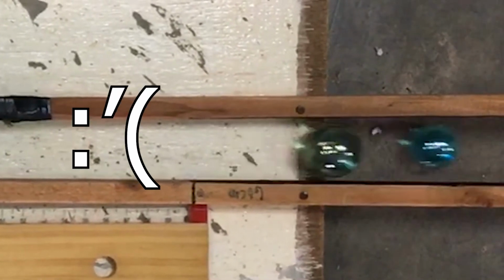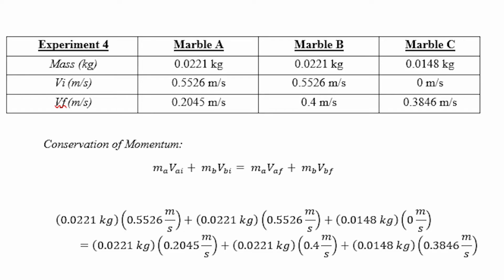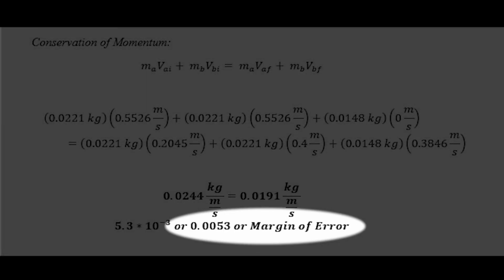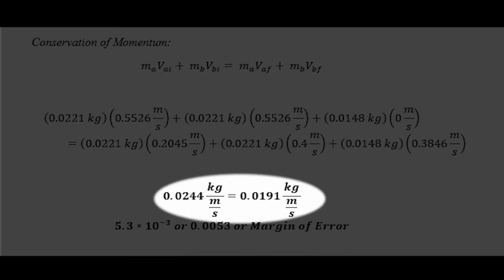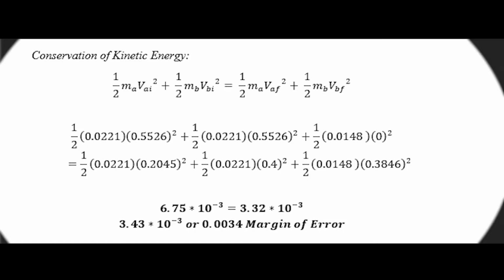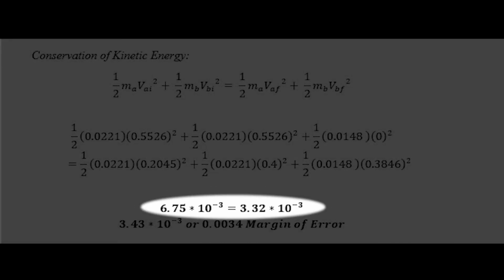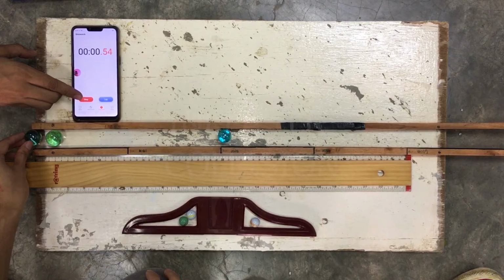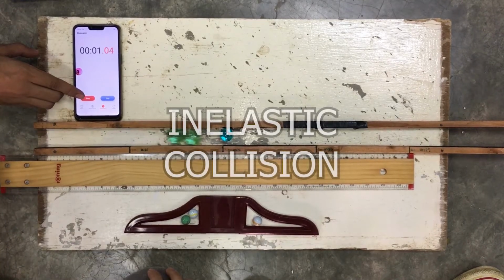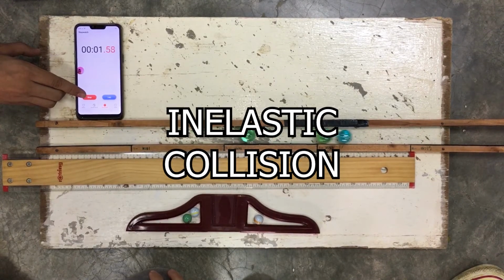From the math, momentum was definitely conserved with a 0.005 margin of error and close to equal values for the equation. But because the final values for the conservation of kinetic energy are not equal, the collision of marbles A, B, and C is therefore inelastic.